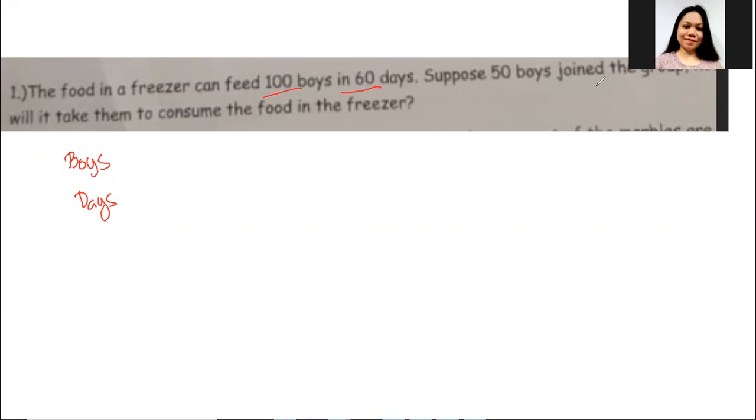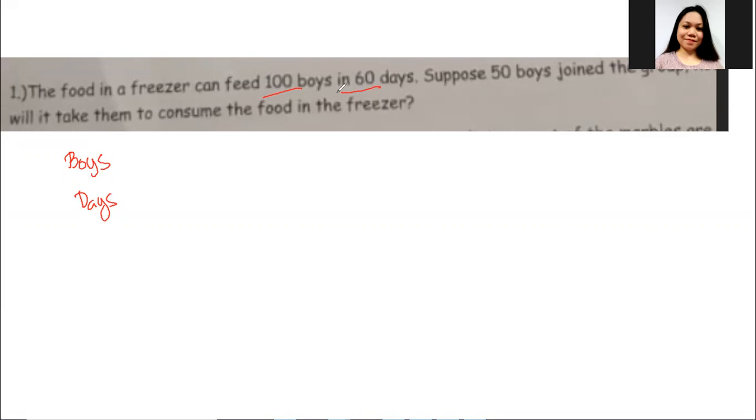Suppose 50 boys join the group. How long will it take for them to consume the food in the freezer? So before you start solving, you have to start thinking first, is this a direct problem? Is this a direct proportion? Is this inverse or indirect, or is this a partitive?